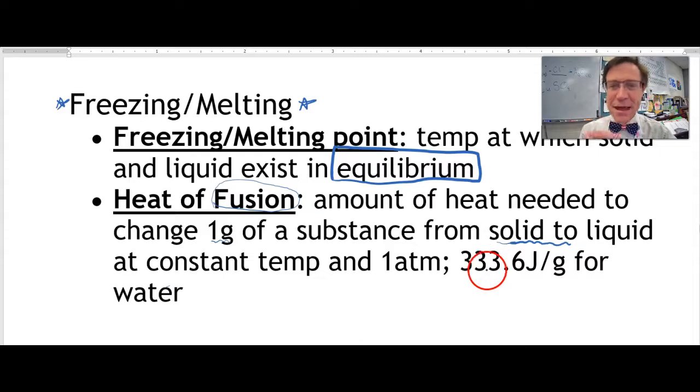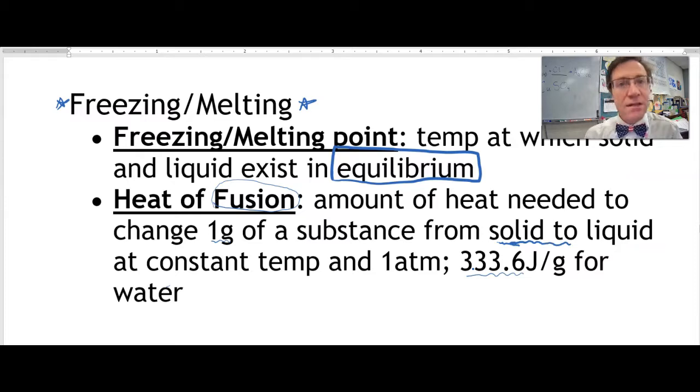I said liquid to solid. I meant solid to liquid. That's the heat of fusion. Well, actually, it doesn't matter. Solid to liquid, liquid to solid. If you're going from a solid to a liquid, that means you're putting the heat in. And if you're going from a liquid to a solid, that means you're taking the heat out. It's the exact same. So for water, it's 333.6 joules per gram.